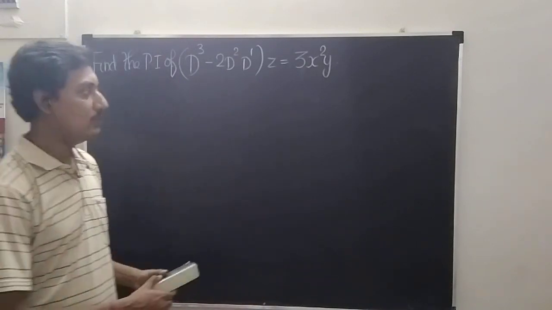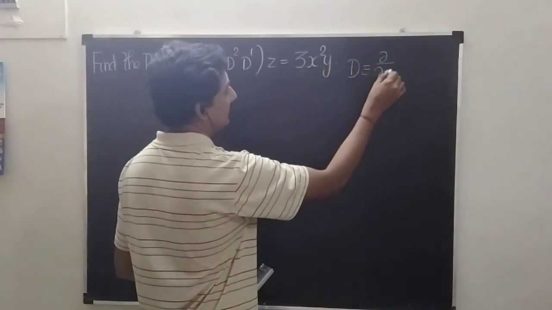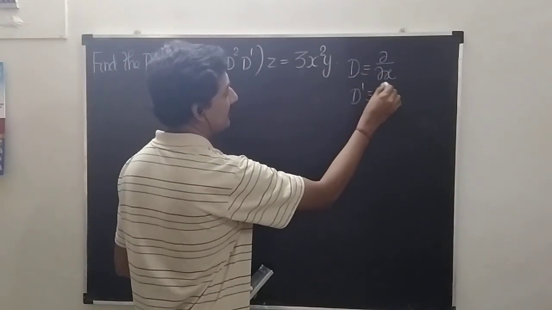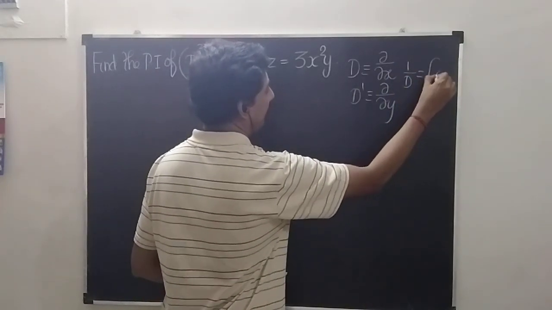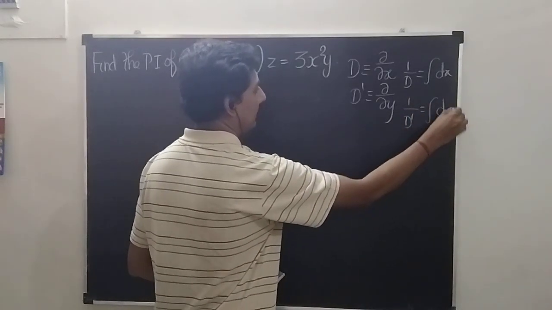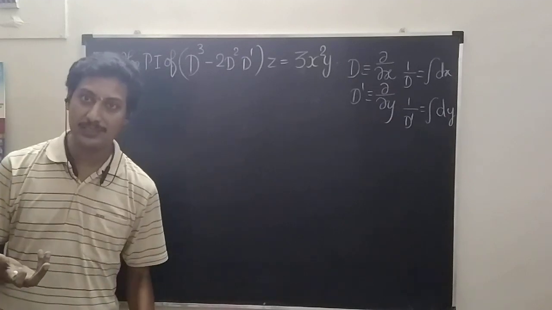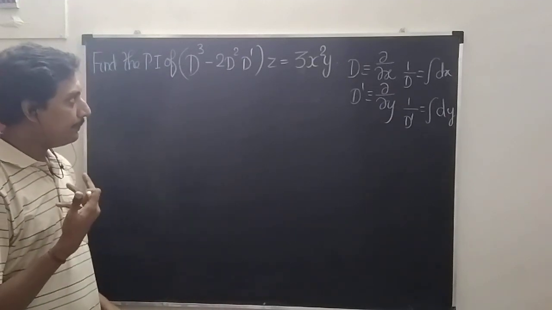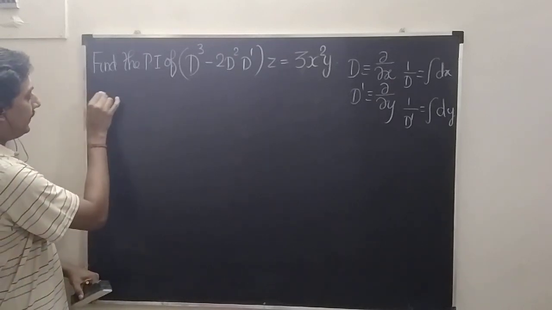Before going to that, I would like to say that the two operators: D stands for dou by dou x, D dash stands for dou by dou y. Similarly, 1 by D stands for integral of dx and 1 by D dash stands for integral of dy. Please keep these things in your mind so that it is very easy for us to get the particular integral of this polynomial type. So how to get the particular integral?